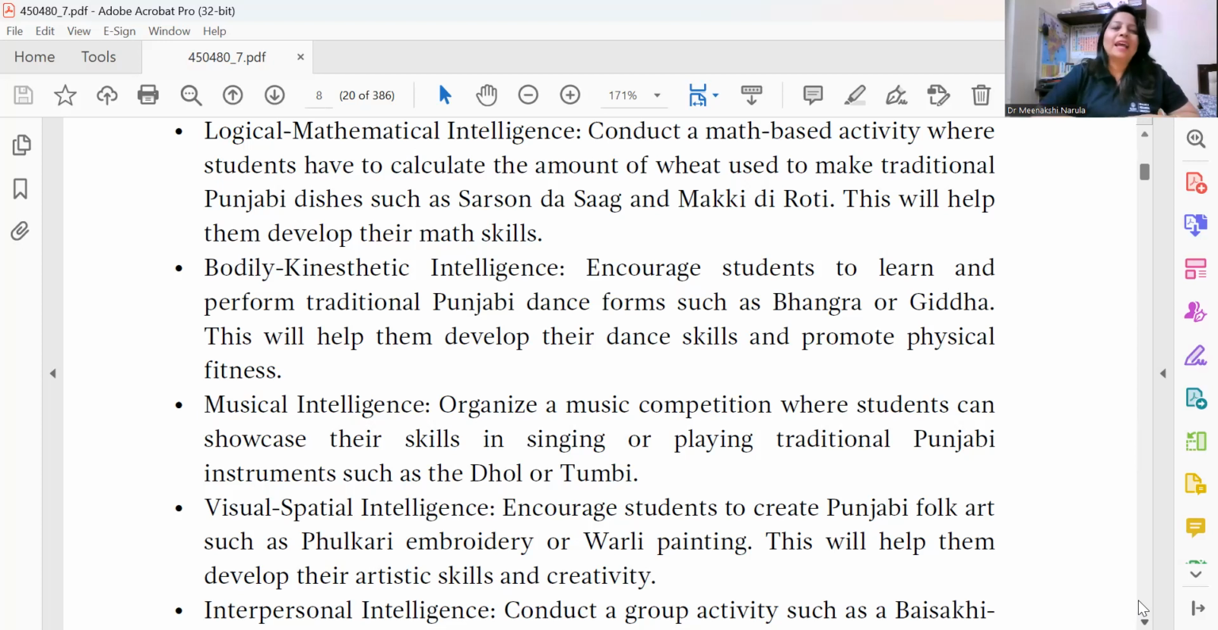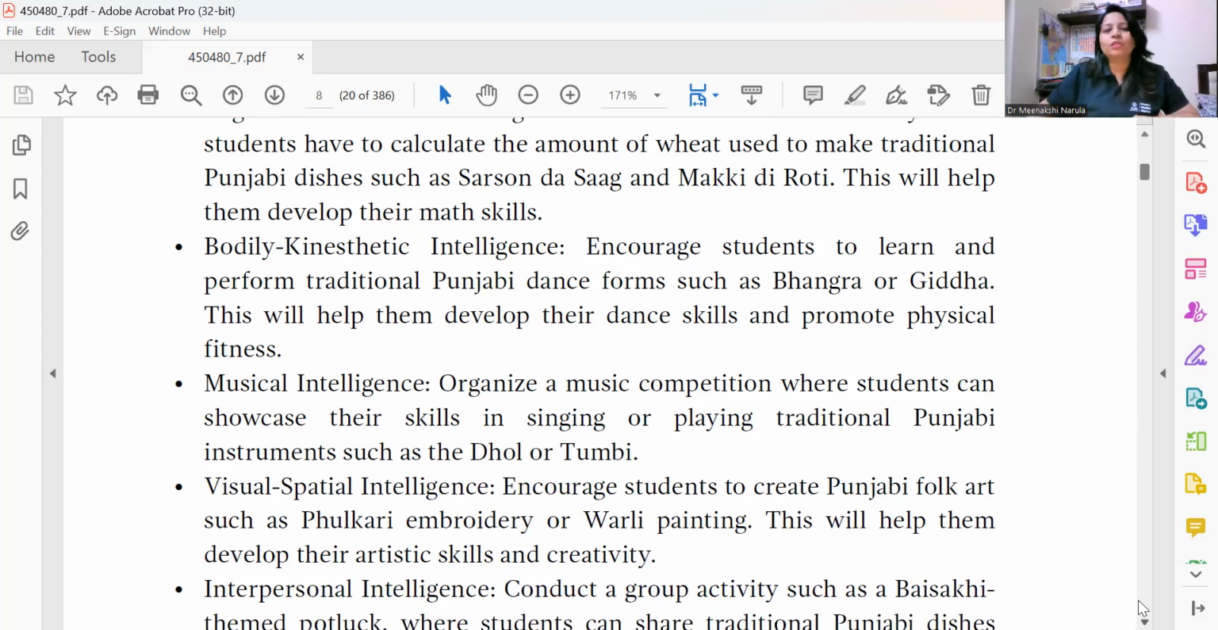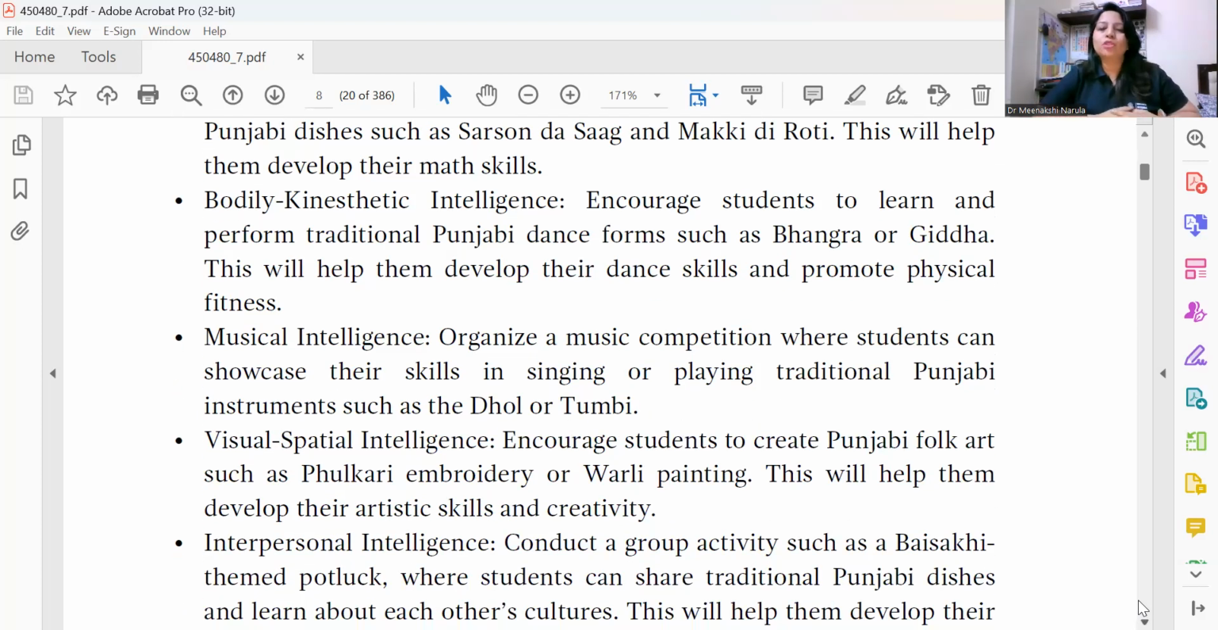So if I talk about musical intelligence, you can organize a musical competition where students can showcase their skills in singing and playing traditional Punjabi instruments, maybe dhol or tumbi. Okay, I'm speaking in Punjabi accent, okay? Dhol or tumbi. Visual spatial intelligence. You may encourage your students to create Punjabi folk art such as Phulkari embroidery, Warli painting, and this will help them develop their artistic skills and creativity.